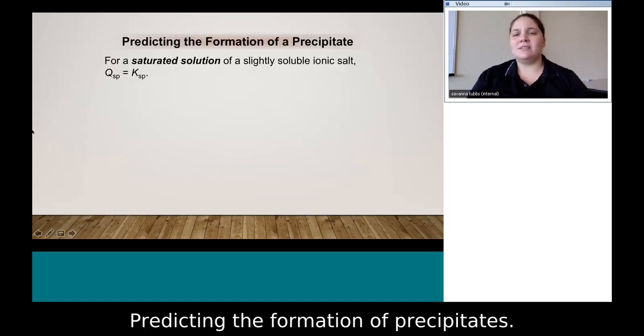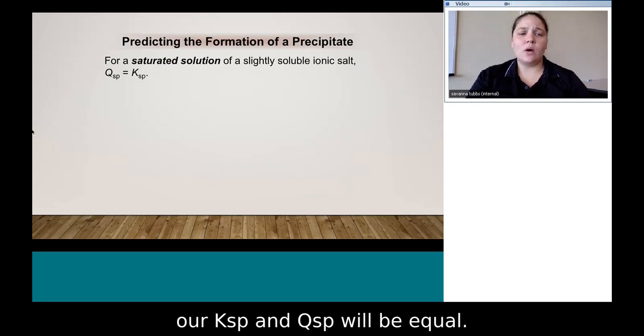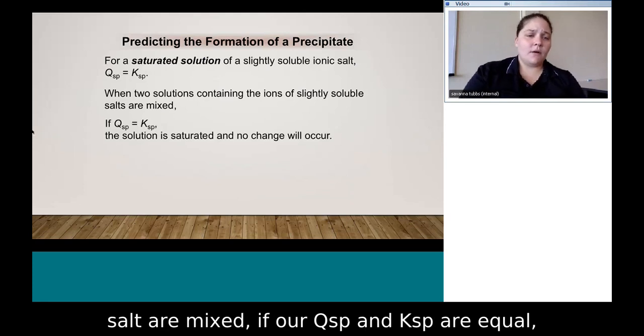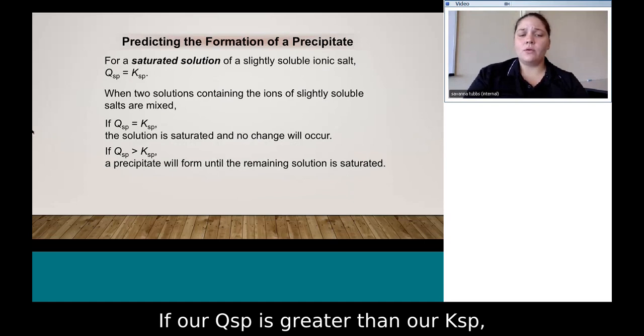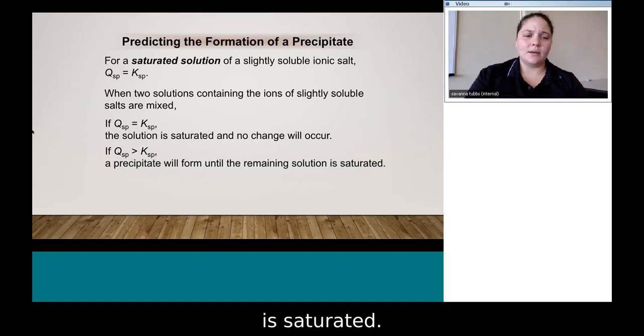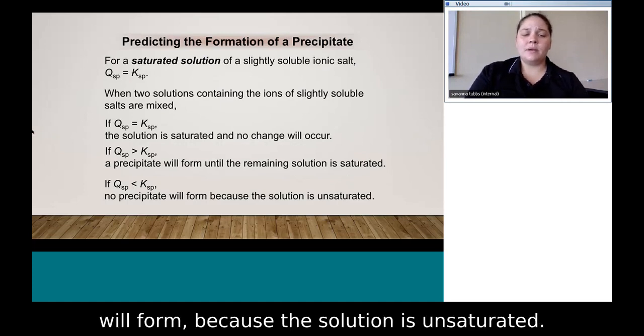Predicting the formation of precipitate. For a saturated solution of a slightly soluble ionic salt, our Qsp and Ksp will be equal. When two solutions containing the ions of a slightly soluble salt are mixed, if our Qsp and Ksp are equal, the solution is saturated and no change will occur. If our Qsp is greater than our Ksp, a precipitate will form until the remaining solution is saturated. If our Qsp is less than our Ksp, no precipitate will form because the solution is unsaturated.